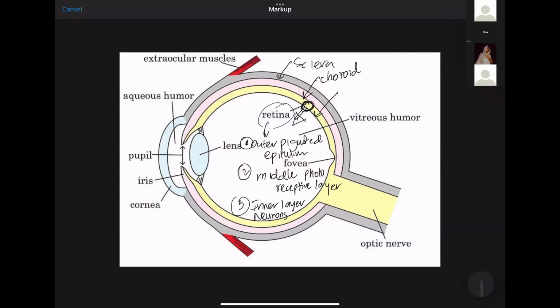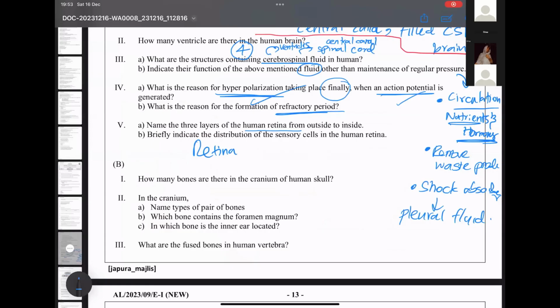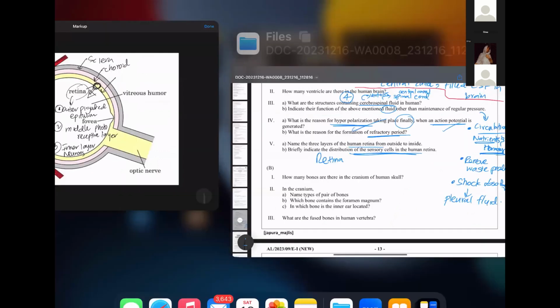The next question is: briefly indicate the distribution of the sensory cells in the human retina. Let's see what these sensory cells are. Again, we will come back to the diagram. I will erase this. You can take a screenshot if you want, but this is not that important. These are the 3 layers.